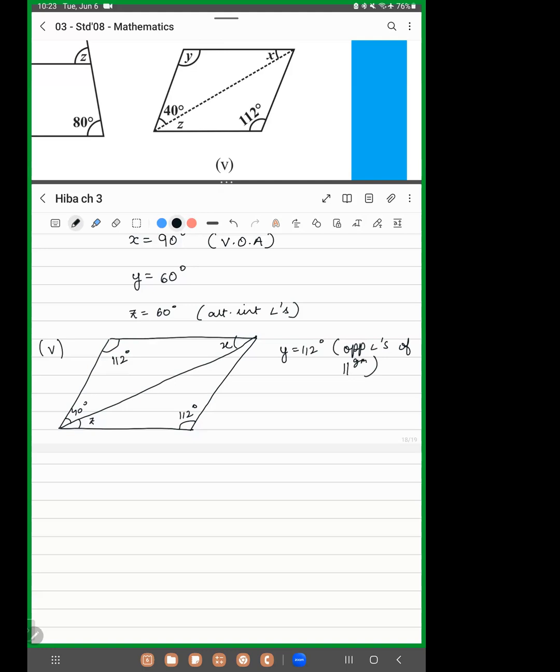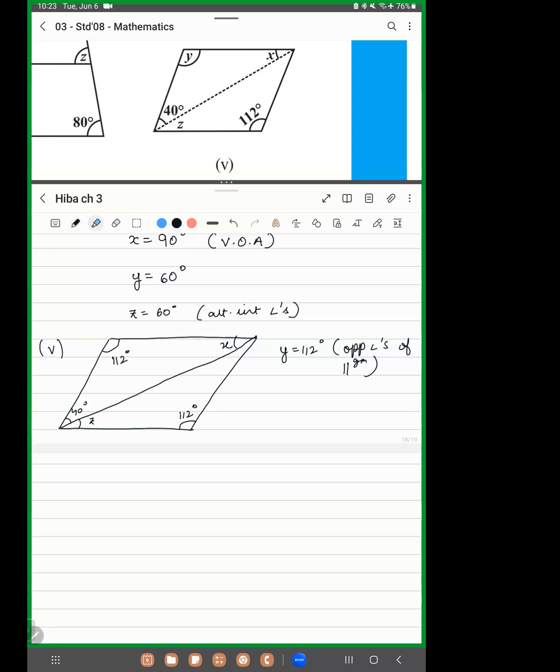I'm gonna give you a hint. I think it is going to be like 40 plus 112 plus x gives 180 degrees because it is a triangle. Very good. Okay. अच्छा.